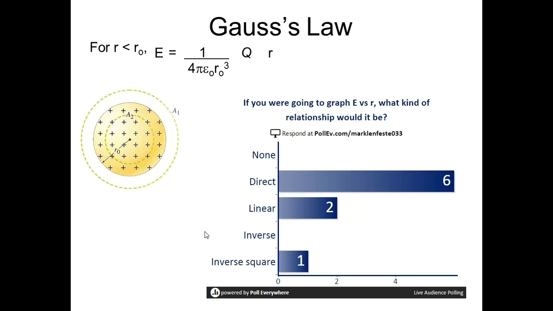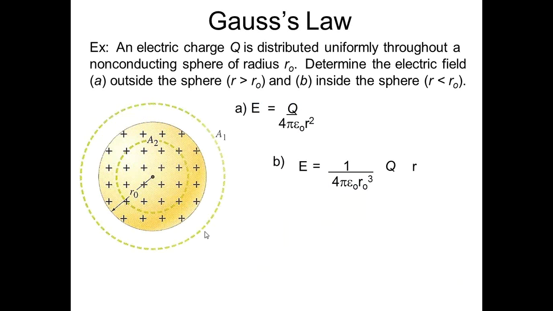Okay, and I think I had one more slide. Let's see. What is this one? Determine electric field A outside. Didn't we already do this? Electric charge Q is distributed uniformly throughout a non-conducting sphere of radius R naught. Determine electric field A outside the sphere. Did that. And B inside the sphere.